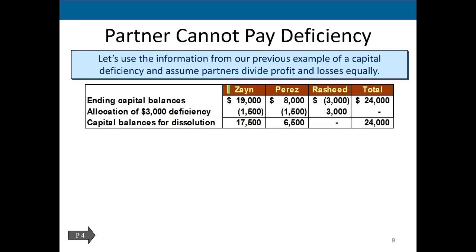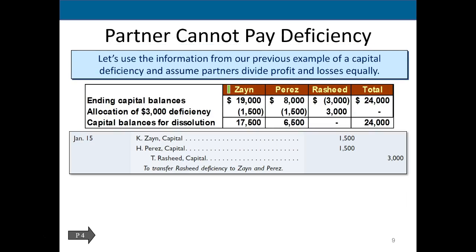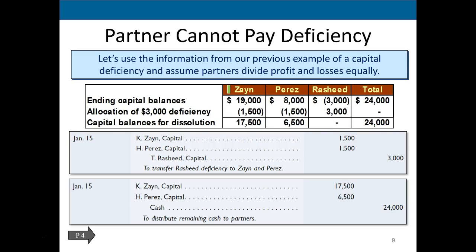So let's use, if the partner cannot pay. Now, there could be a situation we're trying to close the partnership. Rashid owes $3,000. Rashid's not going to pay it, so we're just going to close it anyway. And if that happens, then Zane and Perez are of course going to have to eat that 3,000 in accordance to their profit sharing agreement, which is 50-50 in this case. So that would mean that we need to make Rashid's account go to 0.